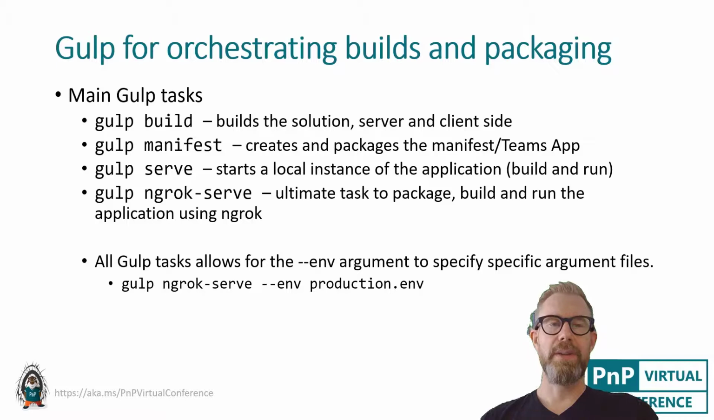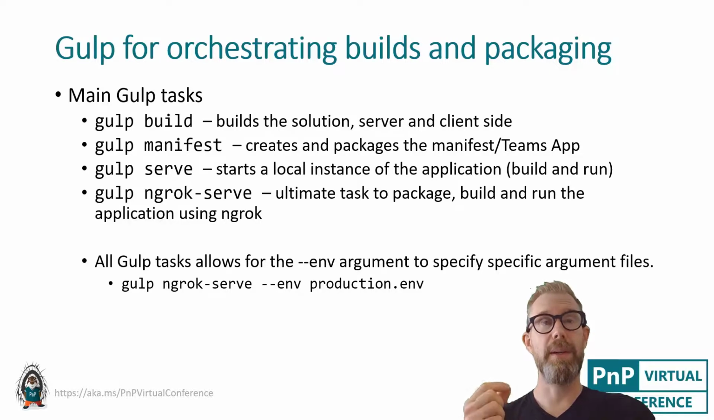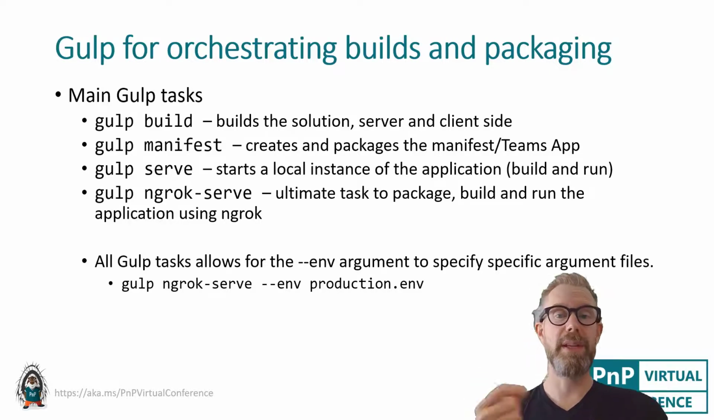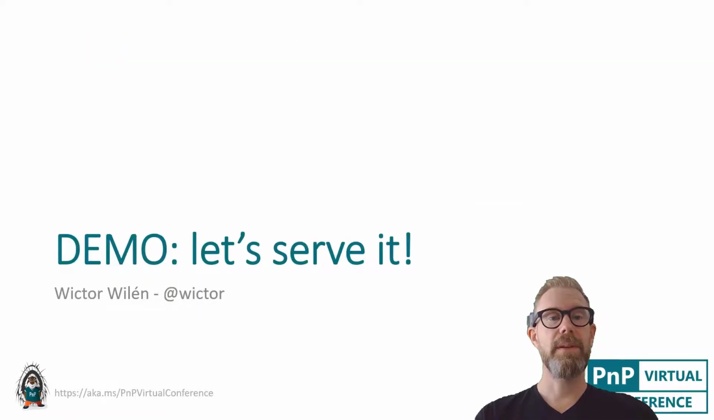As I mentioned, ngrok is super important if you want to deploy or test things in Microsoft Teams with bots, etc. So we have a specific command called Gulp ngrok-serve, which will spin up ngrok with that configuration. And if you don't have an ngrok paid subscription, it will automatically create a random domain name for you, and you can upload that application to Microsoft Teams. You can also specify using --env multiple environment files, for instance if you have one for production, staging, development, etc. So let's serve this up and see how it looks in practice.